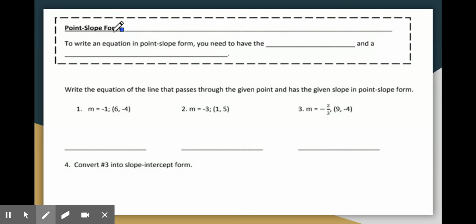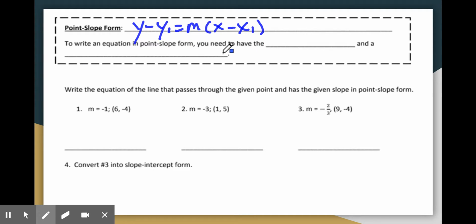Today we're going to write equations of lines in point slope form. We've already graphed lines in point slope form, so now it's time to write equations. Point slope form, if you remember, is y minus y1 equals m times x minus x1. That's the form, and m is your slope.